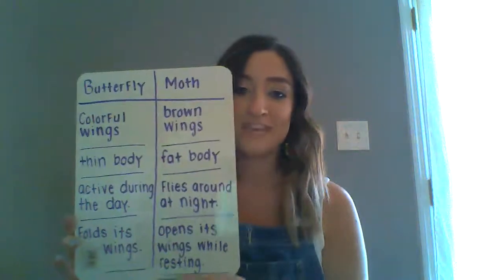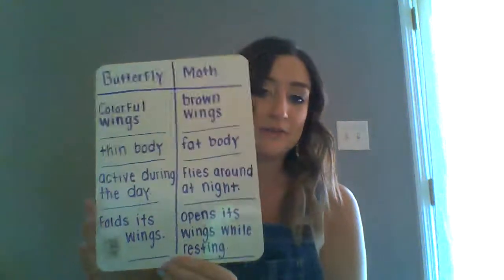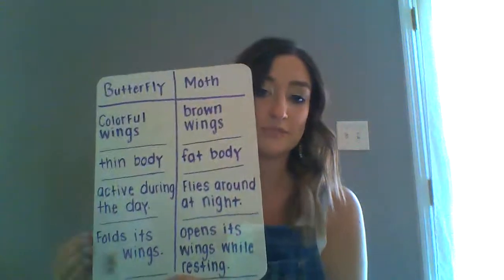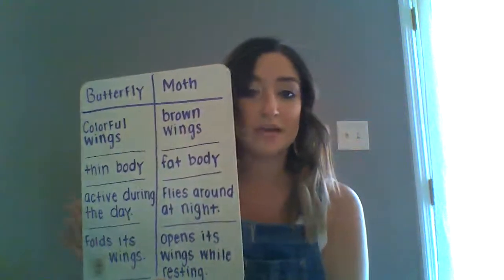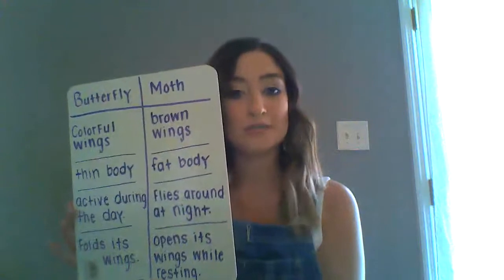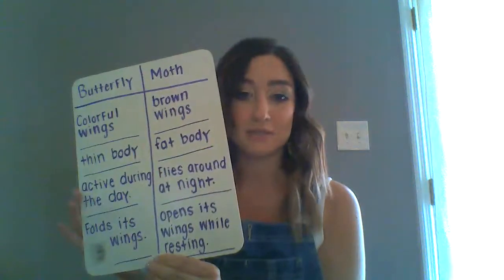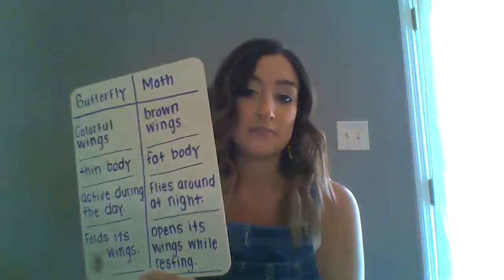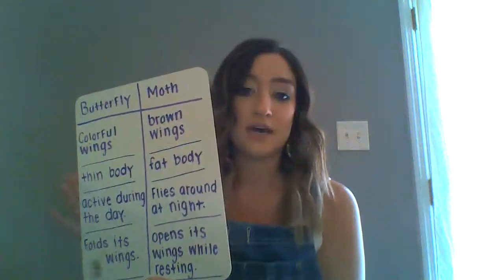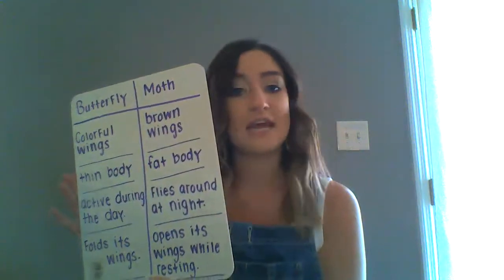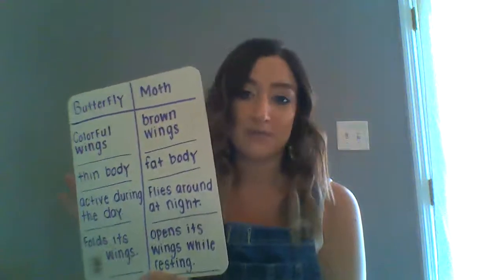And then the last thing that this article talked about was when a butterfly rests, it folds its wings. So you may see a butterfly on a flower and it'll have both its wings closed. But when a moth rests, it opens its wings. So sometimes you may see a moth land on the side of a building, on your house, and they'll usually lay flat with their wings open. So those are some differences between a butterfly or a moth, and hopefully when you are outside, you can see them and you can now distinguish the difference between a butterfly and a moth.